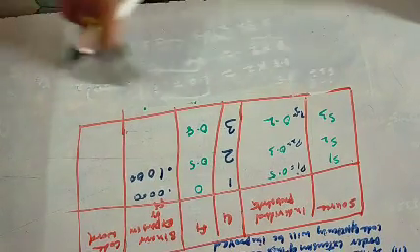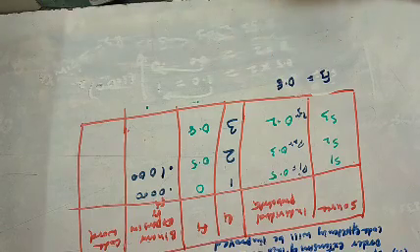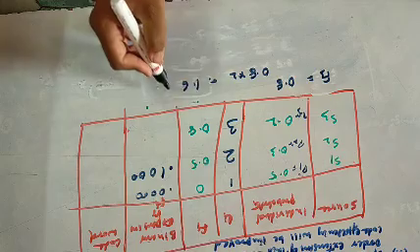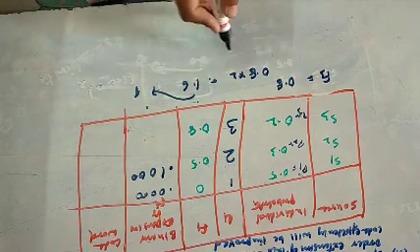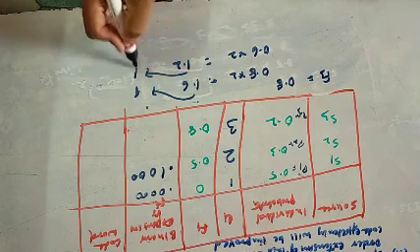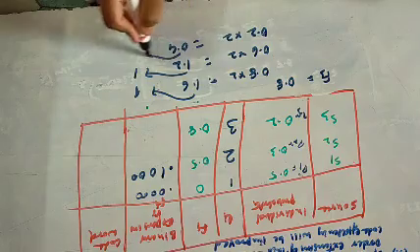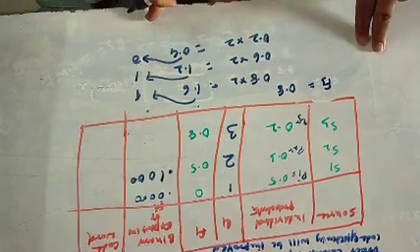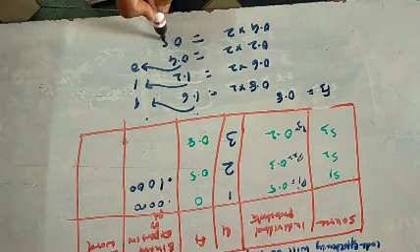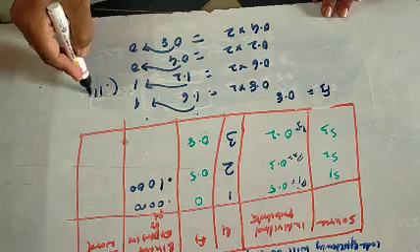Similarly, for F3, what is the probability of F3? It is 0.8. So 0.8 into 2 becomes 1.6. Take the carry separately, 1. Next, 0.6 into 2, the answer is 1.2. Take this carry 1. Then 0.2 into 2, we get 0.4. Take this carry 0. Again, 0.4 into 2 is 0.8. Take this carry 0. And this will become .1100 in base 2.